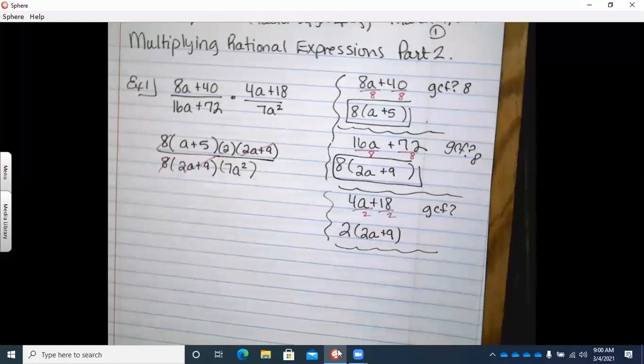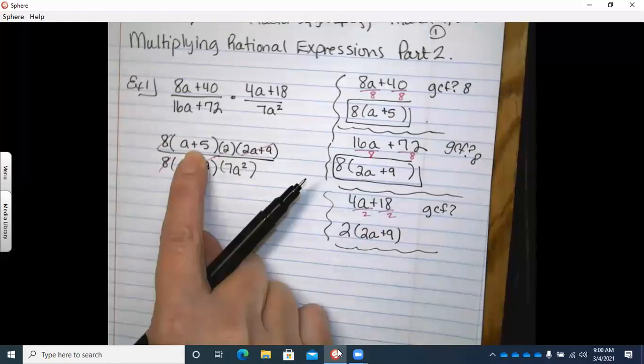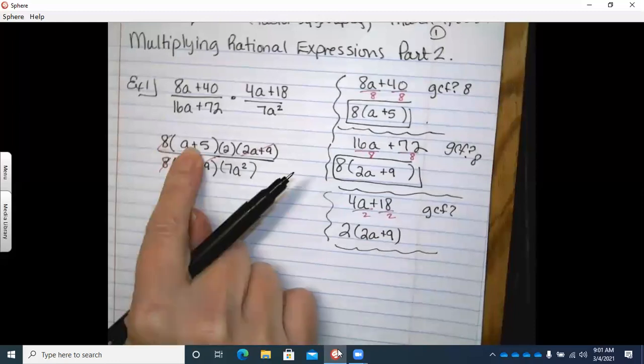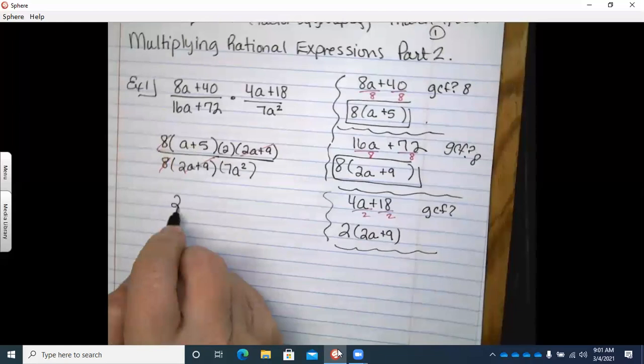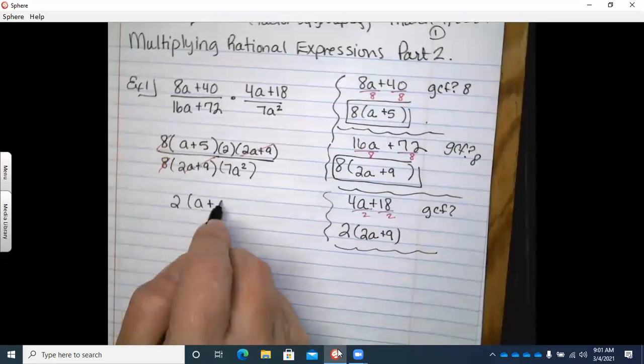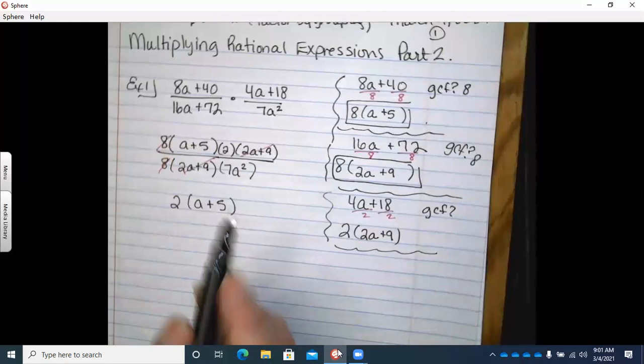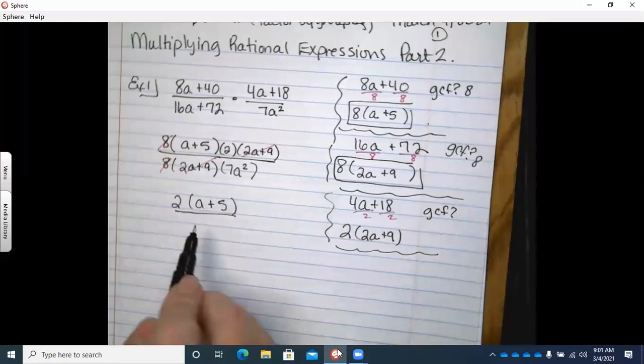Binomials, like a plus 5, are two terms. A plus 5 only cancels an a plus 5. Not an a, not a 5. So whatever we have left in the numerator, we'll multiply it together. Whatever we have left in the denominator, we'll multiply it together. So in the numerator, we had an a plus 5 and a 2. Since the 2 is a monomial, we usually put that in front of binomials, right? Over, the only thing left in the denominator is 7a squared.